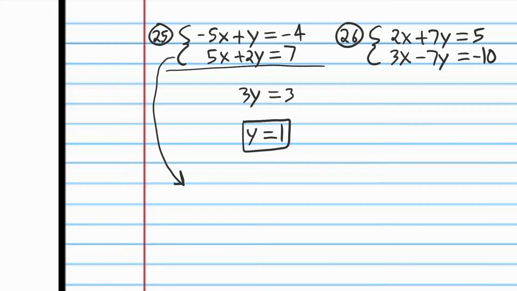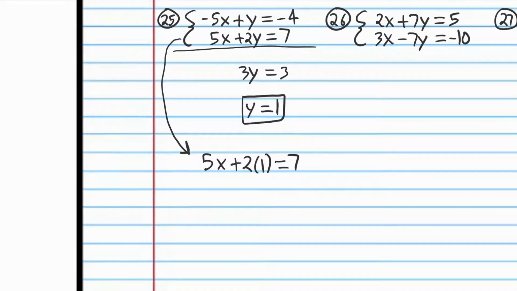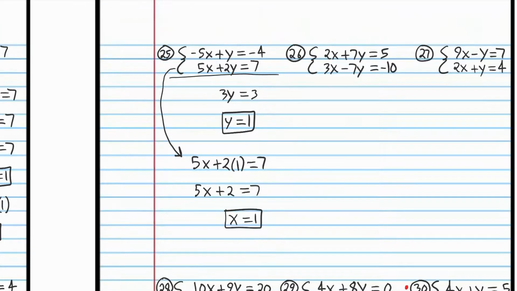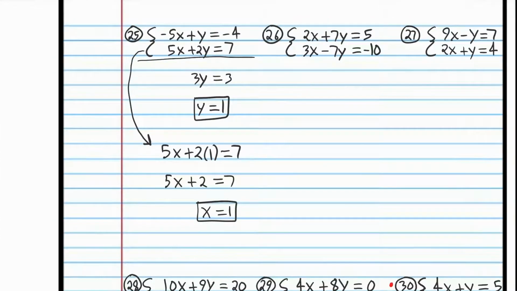Now we take one of these equations, doesn't matter which one. I'm just going to take the bottom one, and we plug in 1 for y. And then we just solve. Subtract 2 from both sides, divide both sides by 5, and you got x is equal to 1. So if you got 1 and 1 for your answers, good job.